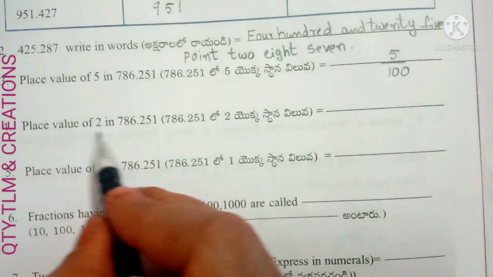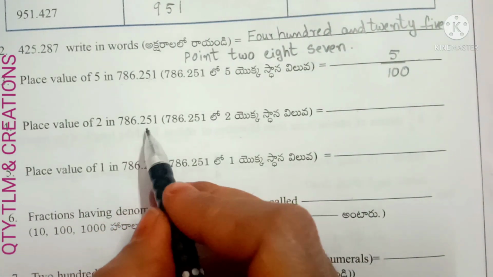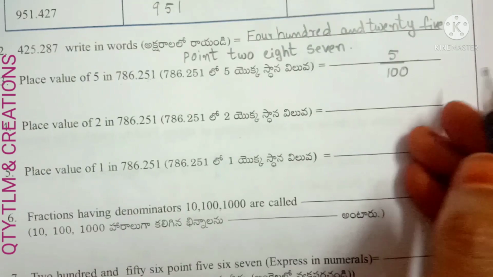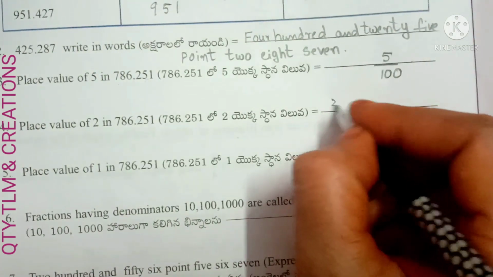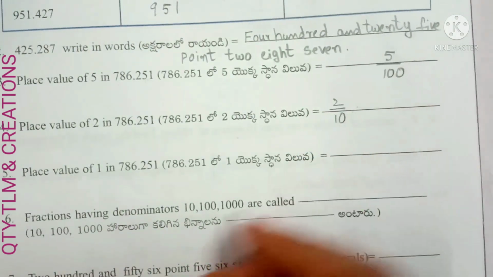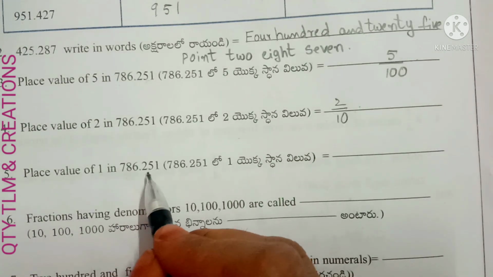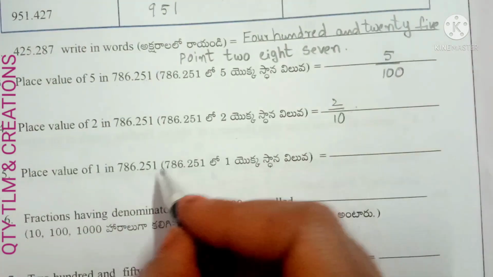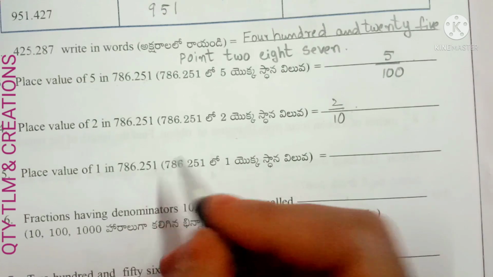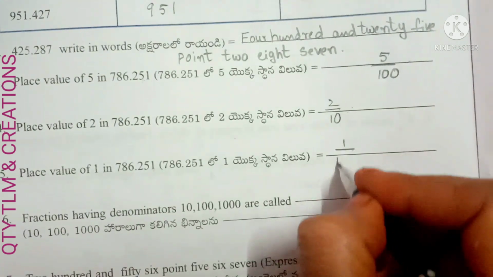Next, place value of 2 in 786.251. 2 is in the tenth place. Next, place value of 1 in 786.251. So 1 is in the thousandth place. 1 by 1000.